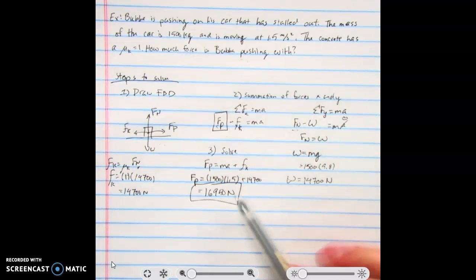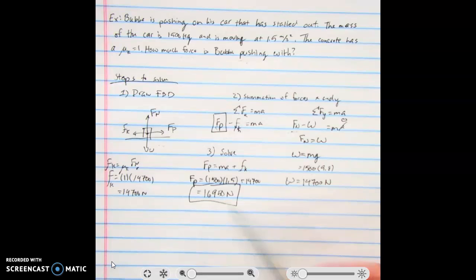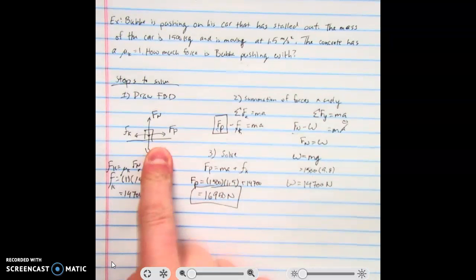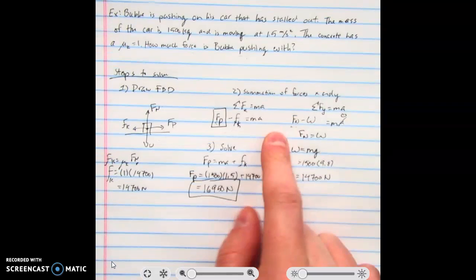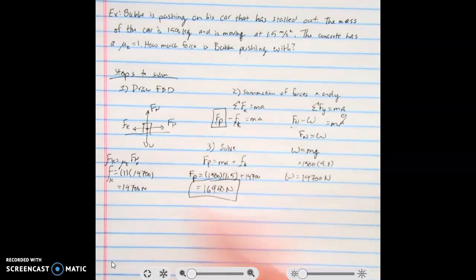So therefore, Bubba, when I add these together, is applying a force of 16,950 newtons. Okay, so I went through that kind of quickly, but it's a pretty straightforward situation. If you want more help, rewatch this. Step 1, if you're drawing a free body diagram, is really important. Step 2 is also really important because then it helps solve for step 3 a lot easier.